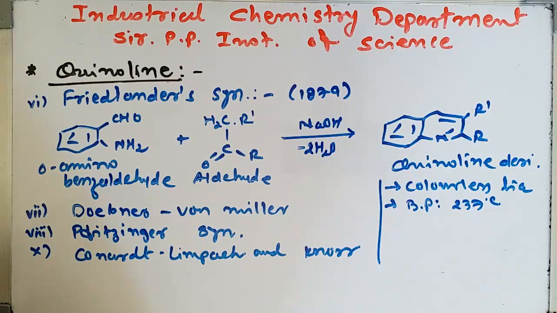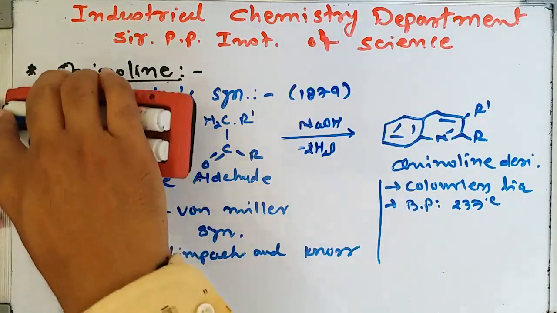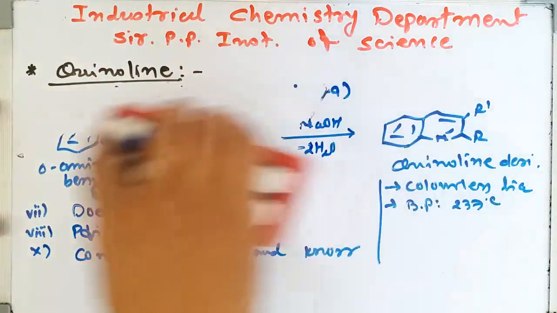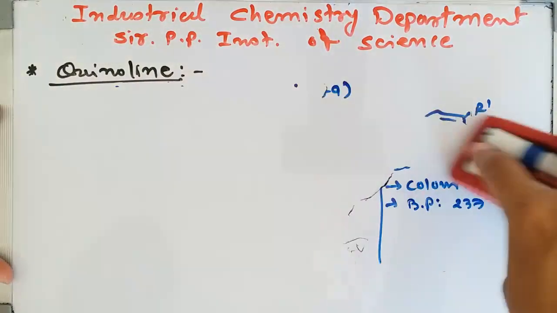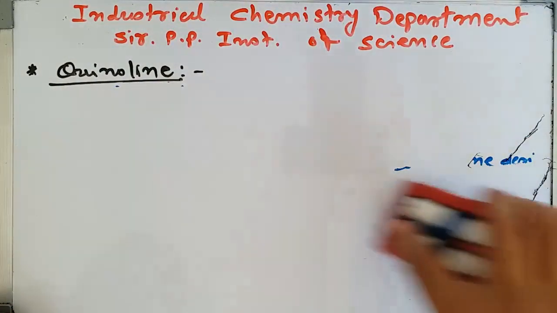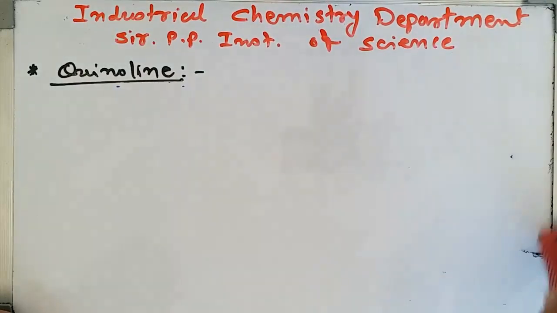Like most tertiary amines, it forms salts with inorganic acids. So we see the chemical properties. We discuss the chemical properties of quinoline.